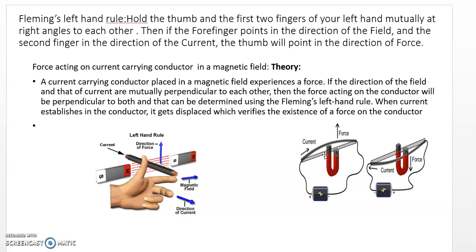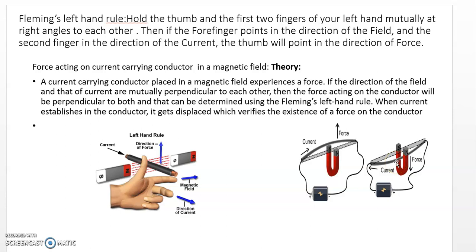Now you can see this is plus and minus. The current is flowing from plus to minus, and the magnetic field is also there. So what does this conductor, the wire, experience? It experiences a force. In the next figure, you can see that the direction of the current is reversed. Then where will the deflection be? The deflection will be in the opposite direction.